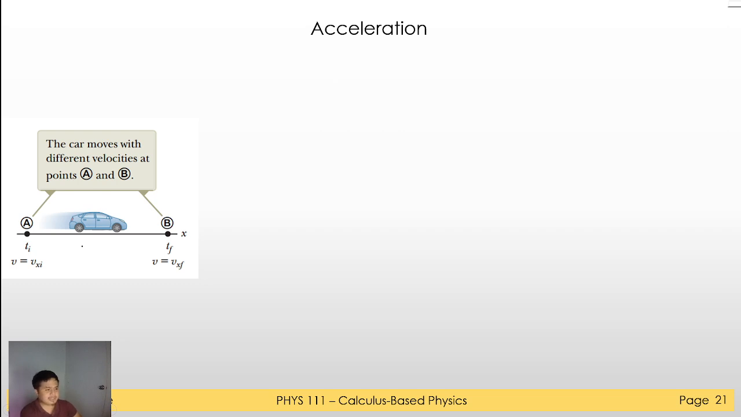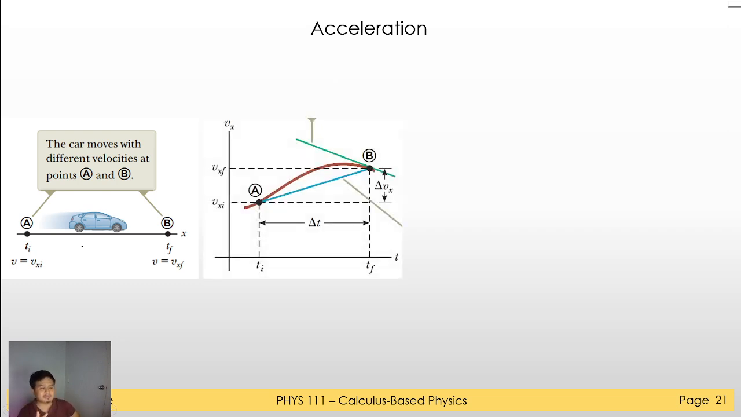Now, to represent this graphically, we have two types of acceleration. The graphical representation of the average acceleration is the slope of the line connecting these two points. But if you want to find the instantaneous acceleration, we take any point on this curve and find the slope. Assuming, again, that it's the velocity-time curve.